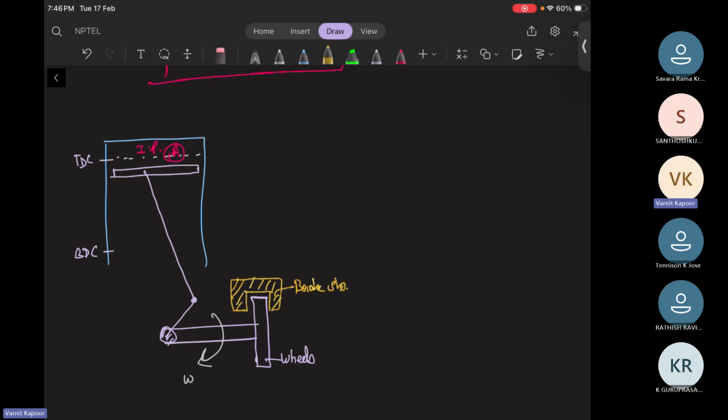Brake shoe. So this is a brake drum or wheels, brake drum. If I suddenly apply a brake shoe, that is the amount of power I can calculate through a tachometer as well. If you see in your laboratories, there is a tachometer where you can measure the RPM of the wheels.